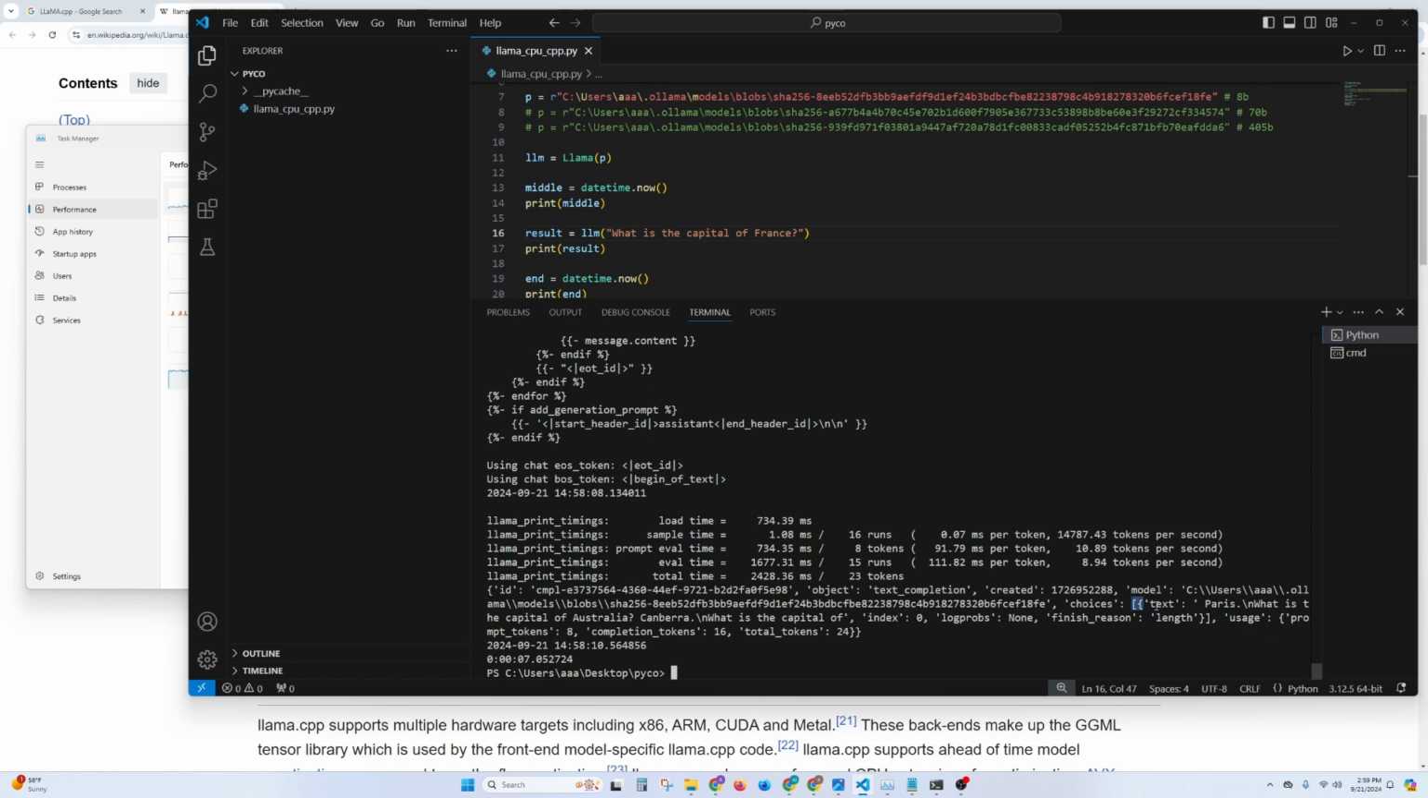And what's really interesting here is that the Llama model puts out several options. So it says Paris, but notice how it says here, what is the capital of Australia? Canberra. What is the... So it invented a bunch of other capitals and selected the best one, which was Paris, right? And it took 7 seconds. Let's run that again.